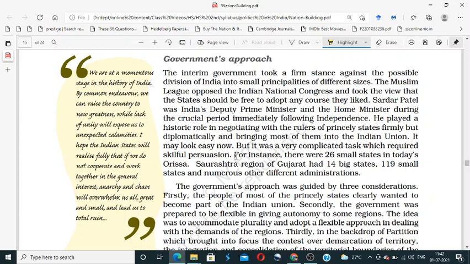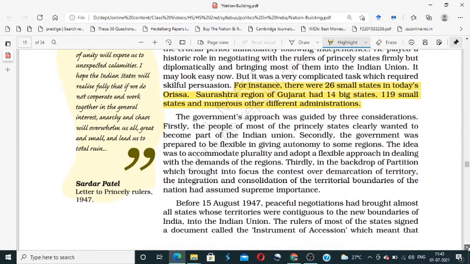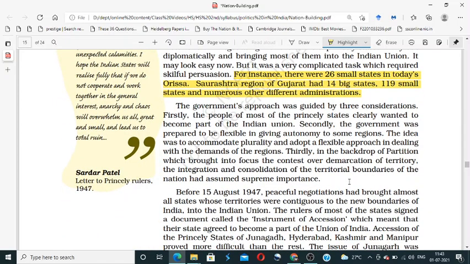For instance, there were 26 small states in India's Odisha. Odisha itself is a small state, but within Odisha there were 26 small princely states. And in the Saurashtra region of Gujarat, there were 14 big states, 119 small states, and numerous other different administrations. So this was a very peculiar condition, with so many states in India.